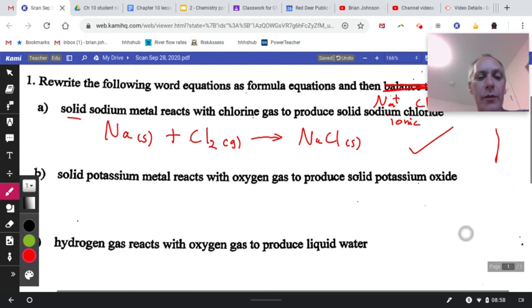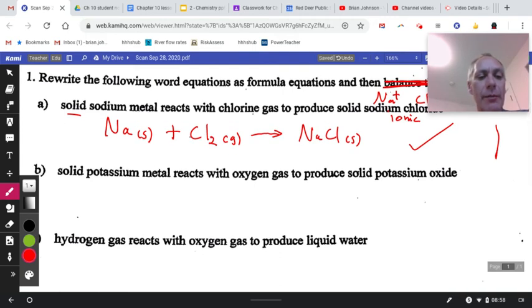Okay, second one, solid potassium metal. So you look it up if you've forgotten potassium. Solid, it is not one of the diatomic or polyatomic elements. It reacts with oxygen gas. Oxygen is diatomic. If you write O, it's wrong. Oxygen always exists as O2.